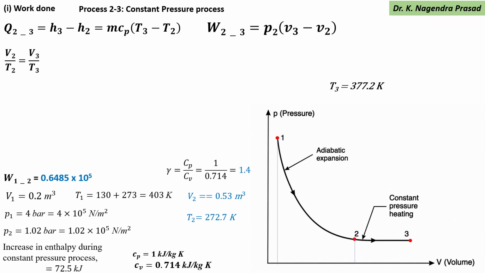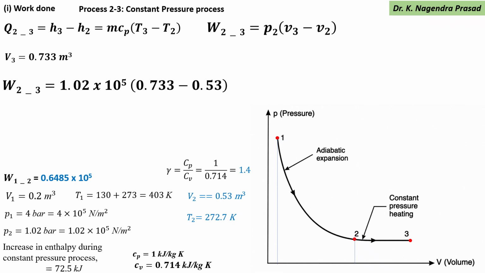So now we know the final temperature. Next we determine the V3 value. We know in the constant pressure process, process 2-2-3, the relation is V2 by T2 equals V3 by T3. Here we know the V2 value, T2 value and T3 value. Substitute all these values, we will get V3 equal to 0.733 meter cube. So for the determination of the work done in the process 2-2-3, we know the P2 value, V3 value and V2 value. Then substitute all these values.